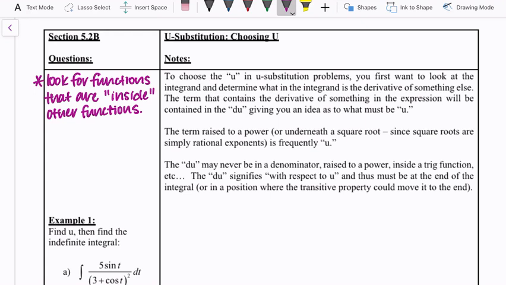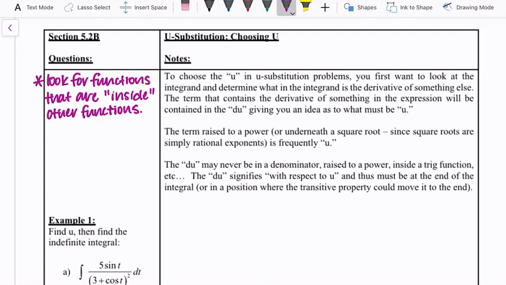So for this process, we're really going to have to think broadly and think ahead about what things could be derivatives of other functions. So that's going to give us an idea as to what our du might be. And specifically, that can lead us to what u might be. So when choosing our u, we're really looking to find functions that are inside of other functions. That could be a term that's raised to a power, under a square root, something of that sort.